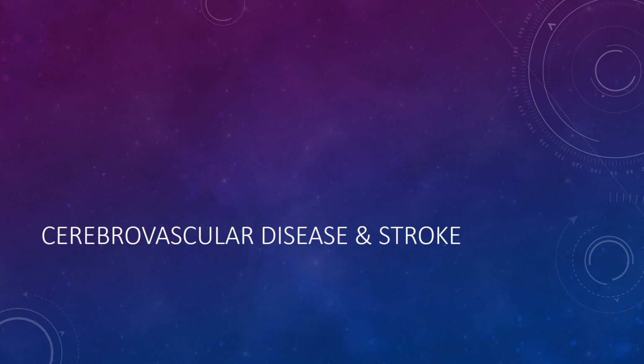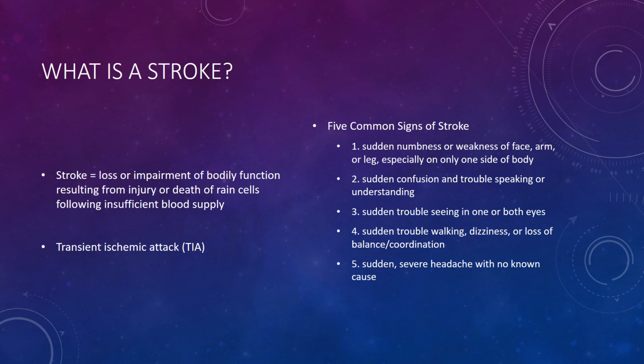All right, lastly, let's talk about cerebrovascular disease, stroke. A stroke is defined as a loss or impairment of bodily function resulting from injury or death of, that should be brain cells, following insufficient blood supply. So it's basically a heart attack in the brain. It's not enough blood flow to the brain.